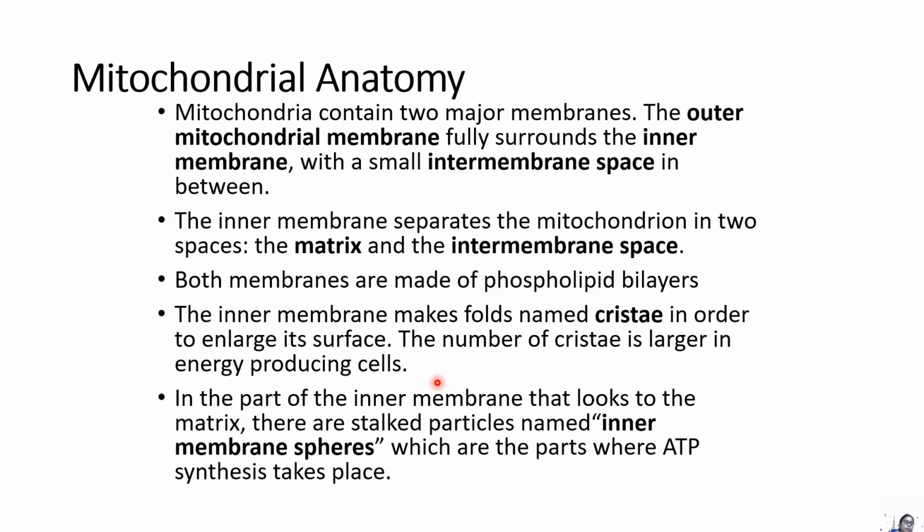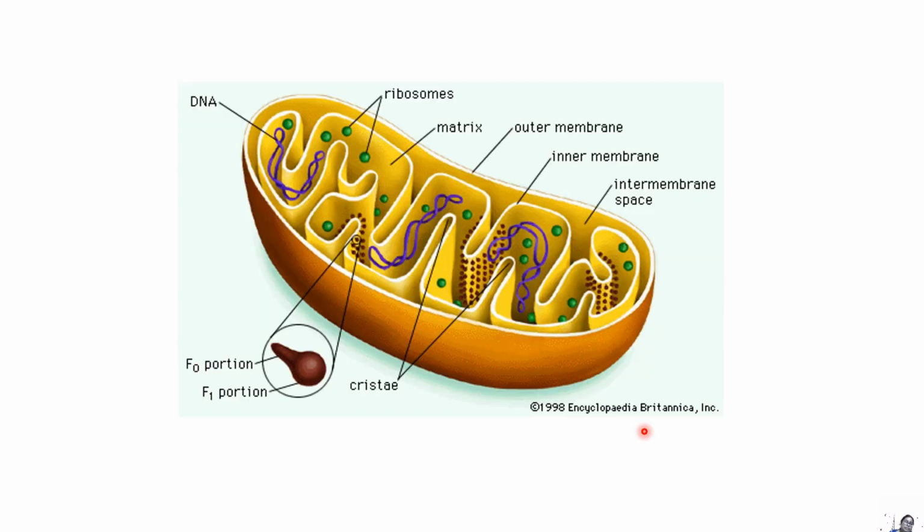And if you talk about the mitochondrial anatomy, the mitochondria contain two major membranes. The outer mitochondrial membrane fully surrounds the inner membrane with a small intermembrane space in between, and the inner membrane separates the mitochondria in two spaces, the matrix and the intermembrane space. So both the membranes are made up of phospholipid bilayers. The inner membrane makes folds named cristae in order to enlarge its surface, and the number of cristae is larger in energy producing cells. So in the part of the inner membrane that looks into the matrix, there are stalked particles named inner membrane spheres, which are the parts where ATP synthesis takes place basically.